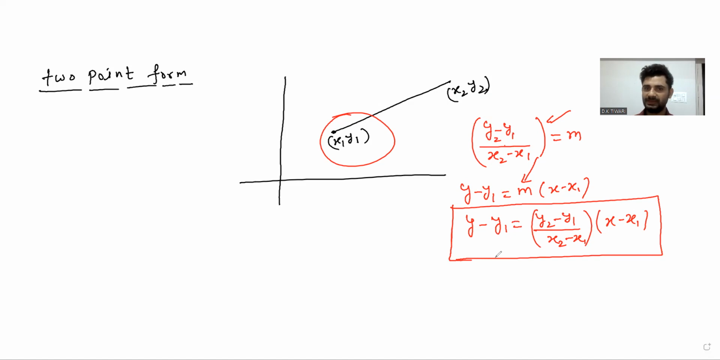Please, if you have any doubt, you can ask. Okay. So we'll discuss the next concept, which is the intercept form of a line.